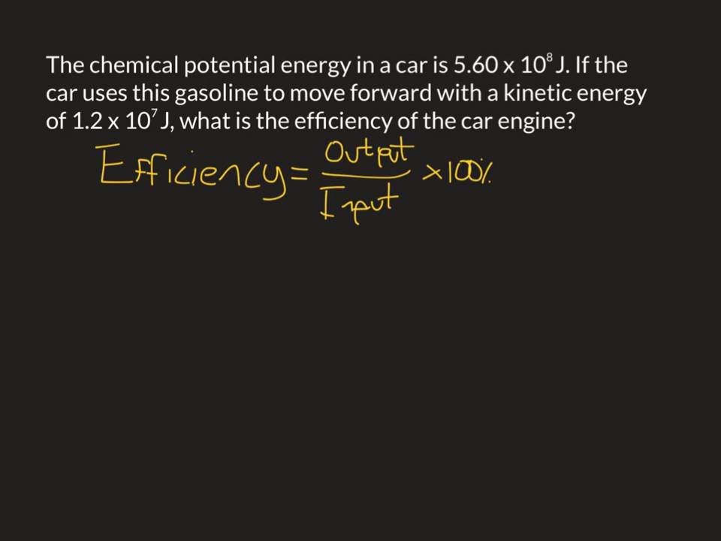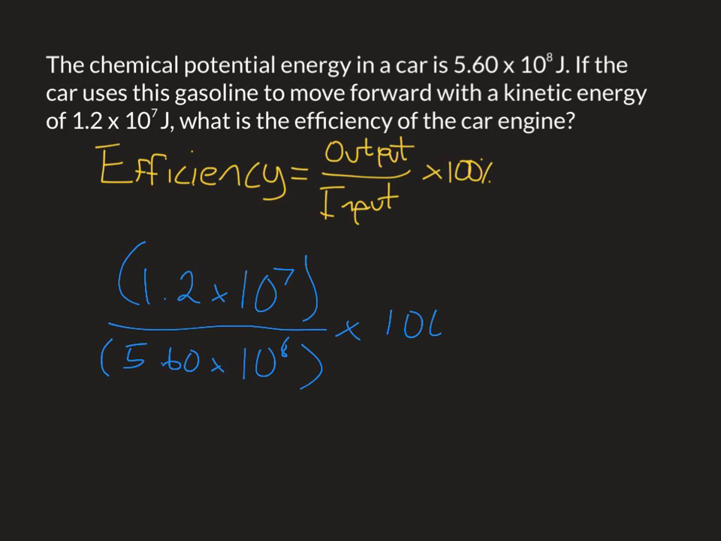All right. So what we're going to do is we're going to take our two numbers here. We know that the smaller number is our output energy. So we're going to go 1.2 times 10 to the power of 7. Put that in brackets in your calculator. Divided by 5.60 times 10 to the power of 8 joules. And again, put that in brackets in your calculator. And we're going to multiply that by 100.